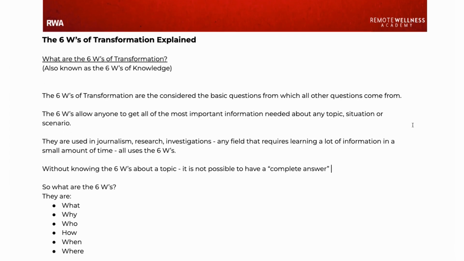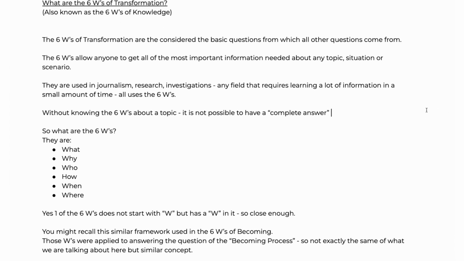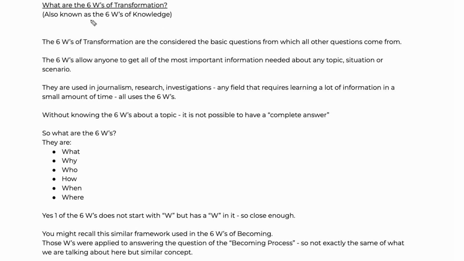So what are the 6 W's of transformation? They are also known as the 6 W's of knowledge, and the reason is because the 6 W's are considered the basic questions from which all other questions come. The 6 W's allow anyone to get the most important information they need about a topic, a situation, a scenario, whatever it might be. The 6 W's provide that foundation.